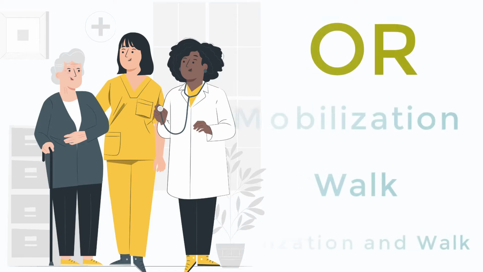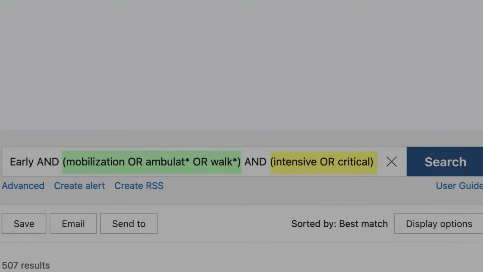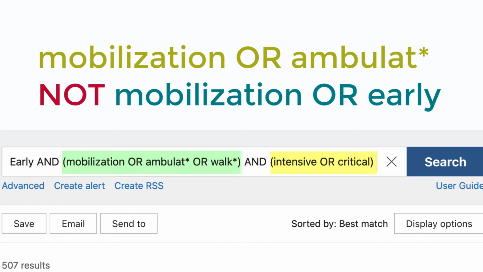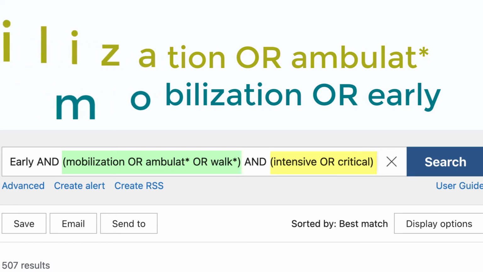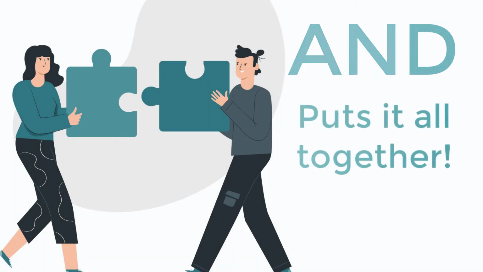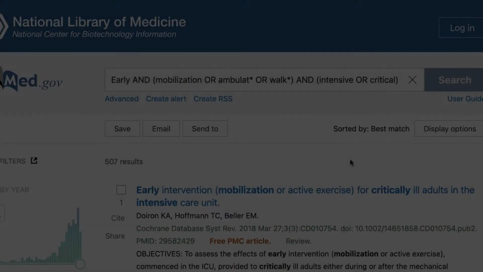The or makes sure I'm finding one or the other of my terms. So mobilization can be there or mobilization and walk. It is expanding my search. The parentheses make sure that I am keeping the correct terms together. I am looking for mobilization or ambulate, not mobilization or early. The and connects everything. It is saying that all of these elements have to be in my results, so I won't find something that has mobilization but not early.